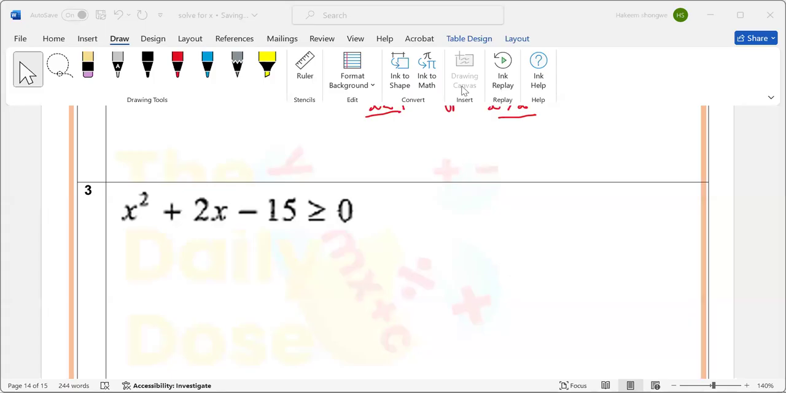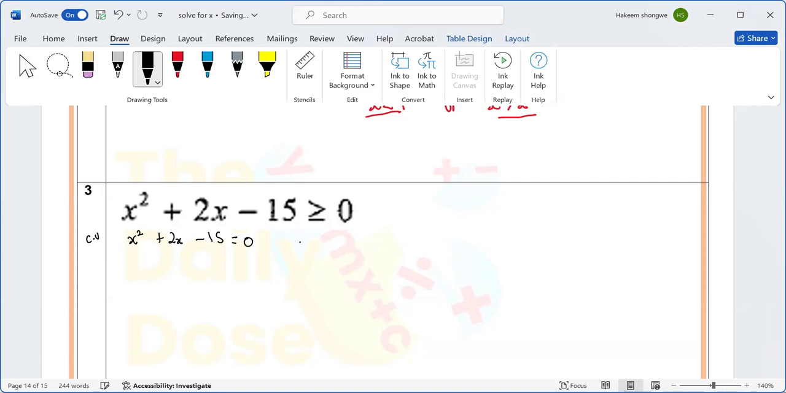Okay. We first check the CV, then change the inequality sign, so we have x squared plus 2x minus 15 equals 0. Then we check if the zero factor law applies. It does not apply, so we will use the quadratic formula.